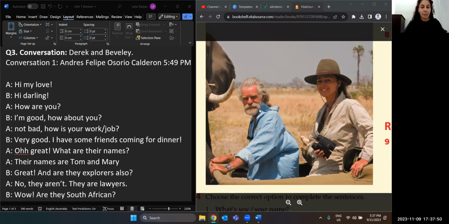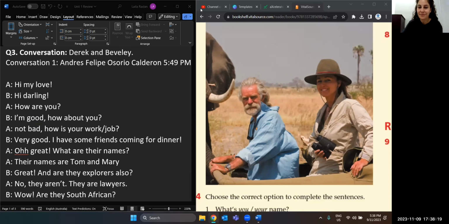If you don't remember who they are, you can look back on page 10 to remember who they are and what they do for work, so you can make up a conversation. So don't change your characters. Don't change their jobs. Just create a conversation between the husband and the wife, Derek and Beverly. Okay, so I'll give you 10 minutes and we'll come back and check them.